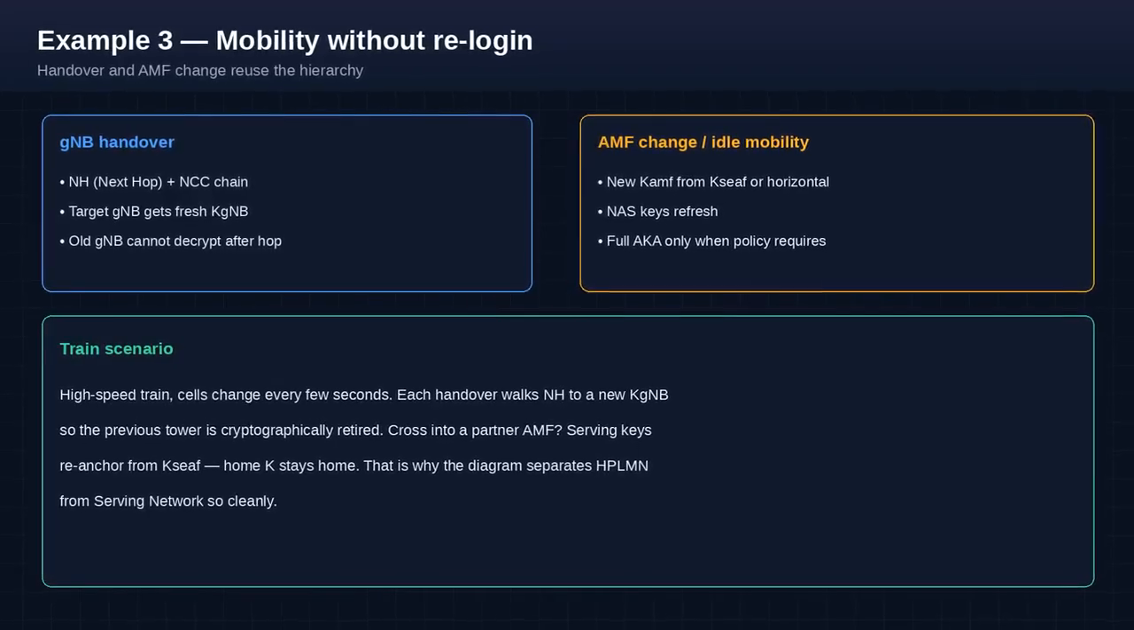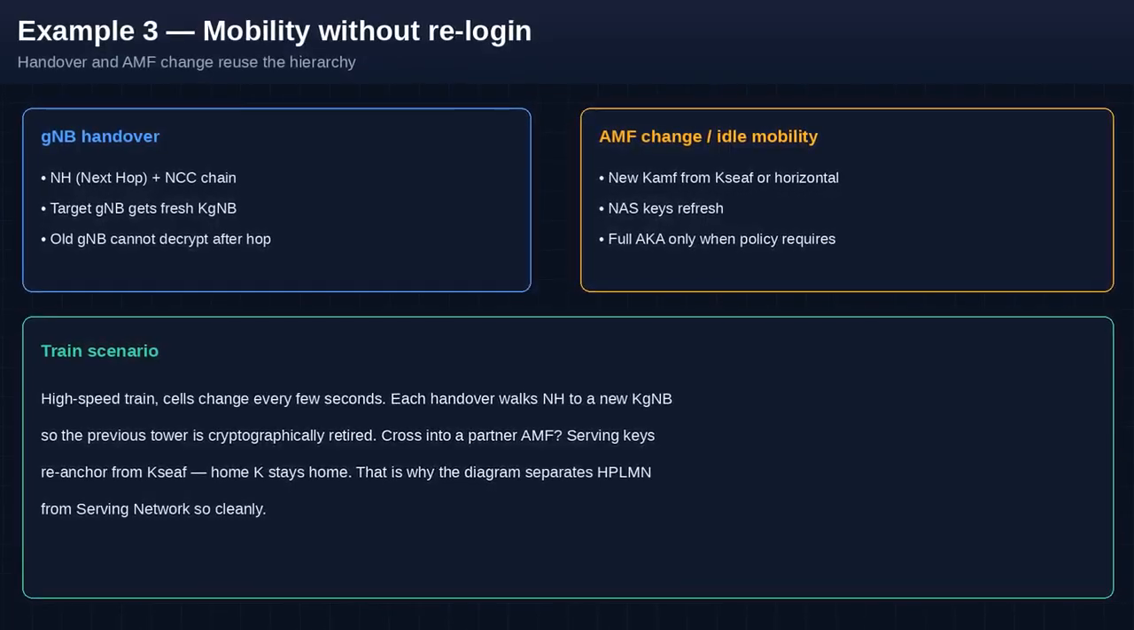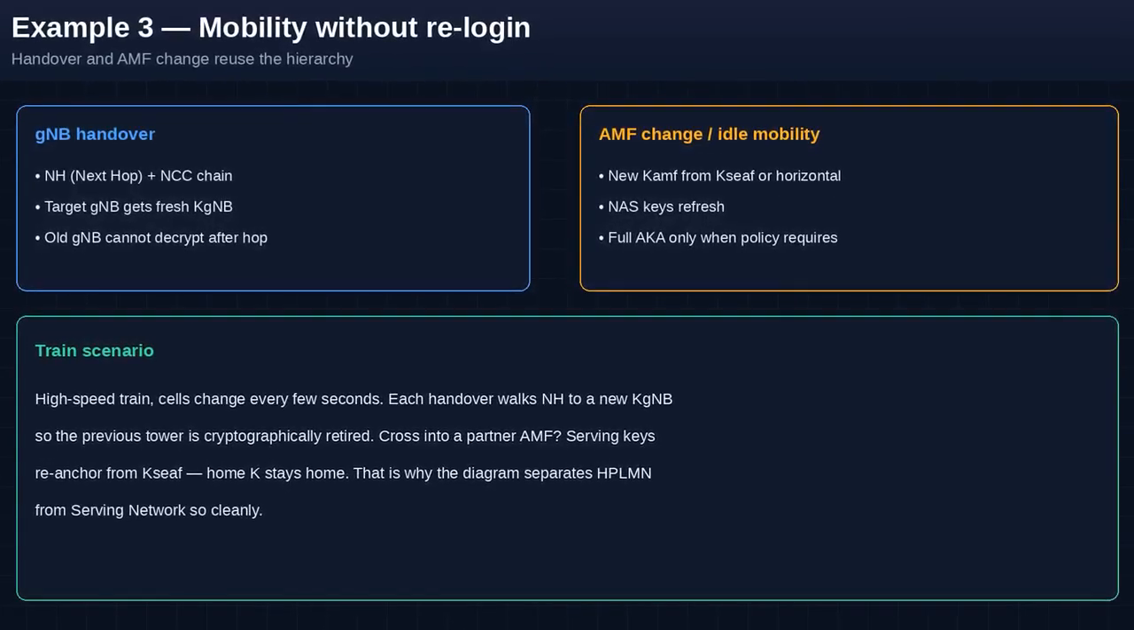Example 3. Mobility. You are on a high-speed train. Cells fly by every few seconds. You do not retype a password, and you should not rerun full home authentication for every tower. For gNB handover, the hierarchy uses the next hop key, NH, and a chain counter. The target gNB receives a fresh KGNB derived so that the source gNB cannot compute it afterward. That is forward security. Yesterday's tower is cryptographically retired for tomorrow's radio traffic.